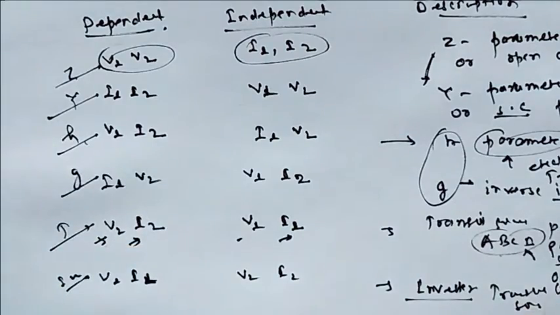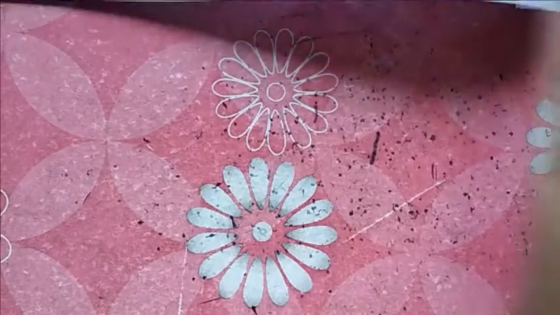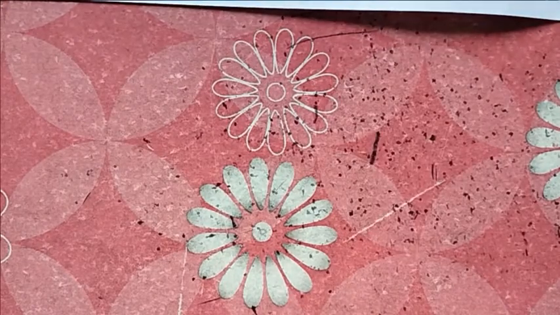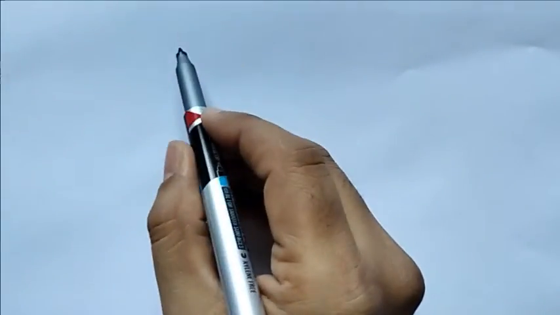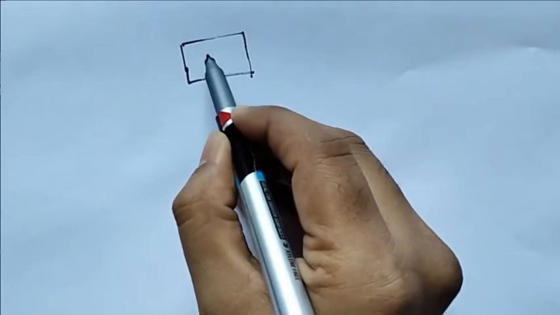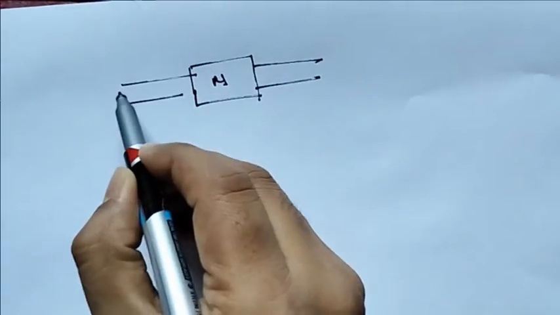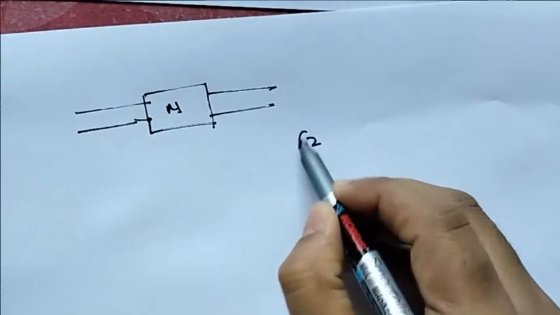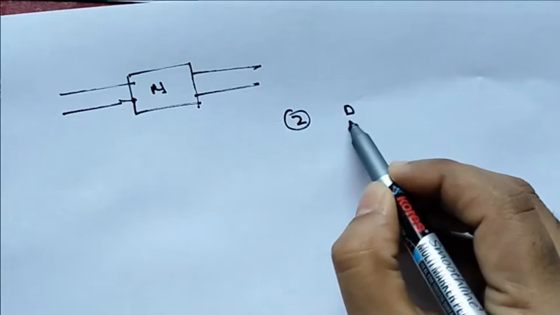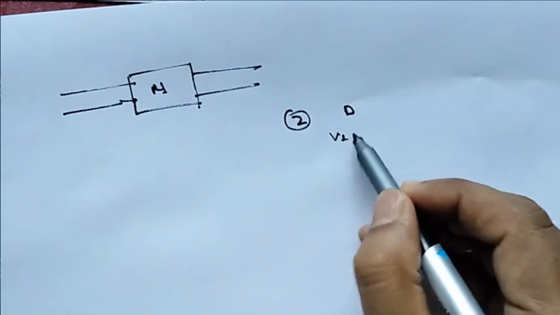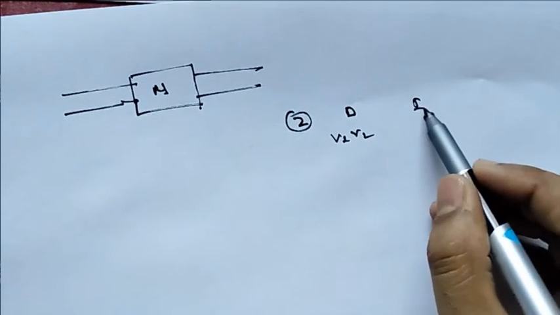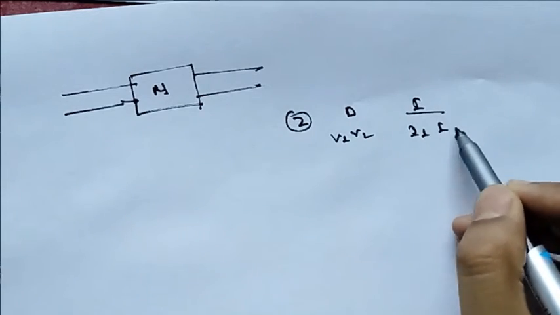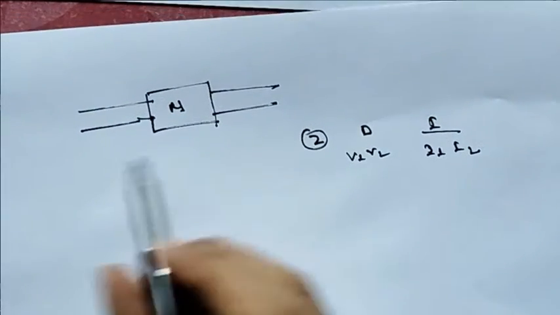Now let us study the Z parameter. Writing the Z parameter, taking the network N, and this is your plus V1 and V2. Now what we have seen is that in the Z parameter, the dependent were V1 and V2, and the independent were I1 and I2. So we need to give the currents I1 and I2.